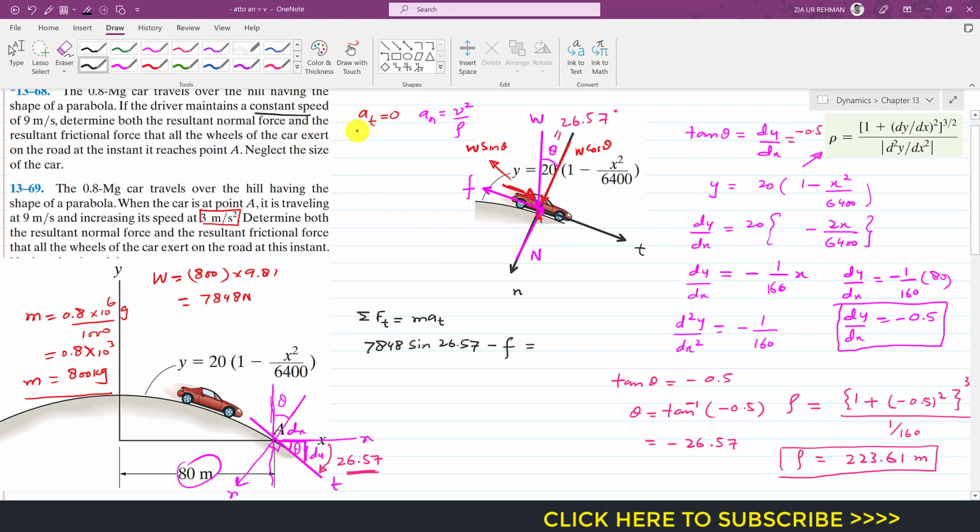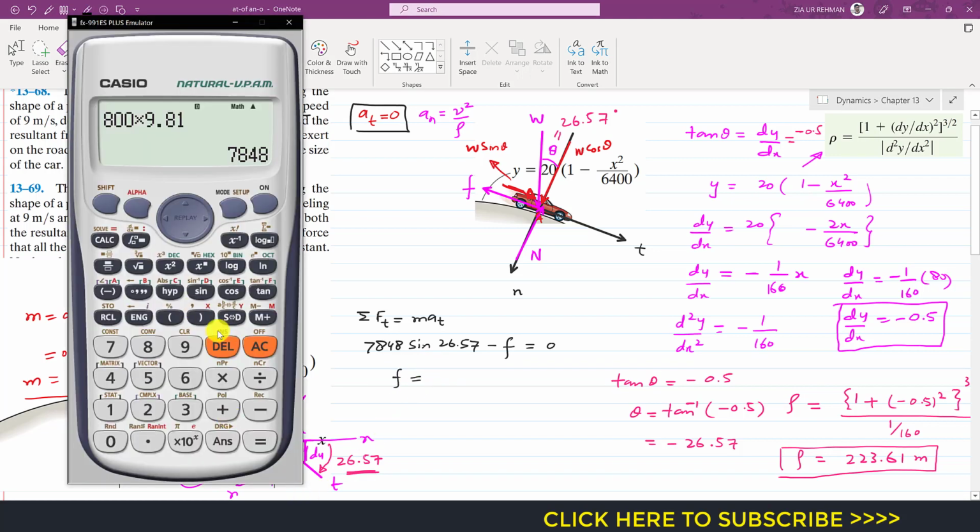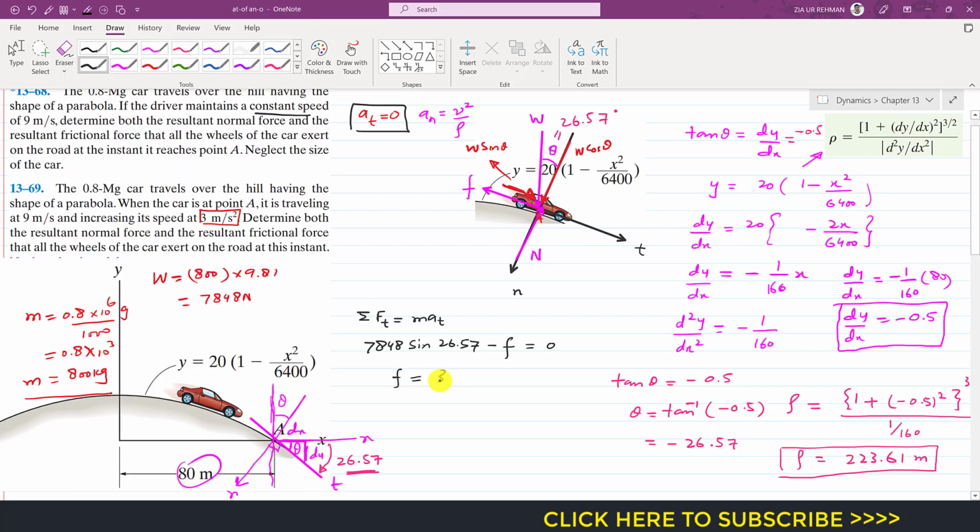For the first problem, the tangential acceleration is 0. So if the tangential acceleration is 0, then this will be 0, right? So we will have 0 on the right hand side of this equation. From this we can say that the friction force is equal to the sine component of the weight. So I will say that the resultant frictional force on the wheels of the car is equal to the sine component of the weight. That is 7848 sine of 26.57. So this is 3510 newtons, or we can say that it is 3.51 kilonewtons.